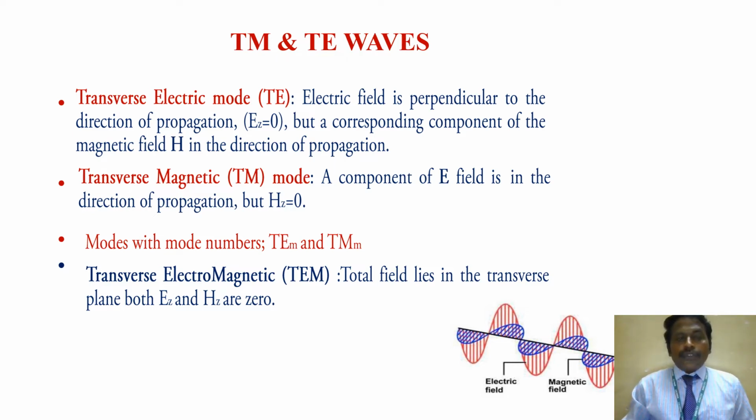Modes with mode number can be represented by the suffix: TE_m and TM_m, all in small letters, which represent the number of modes that can be supported. Then the combination of TE and TM is called a transverse electromagnetic mode. Here the field lies in the transverse plane, and both Ez and Hz are zero. Then we can say that the wave is called a transverse electromagnetic wave.